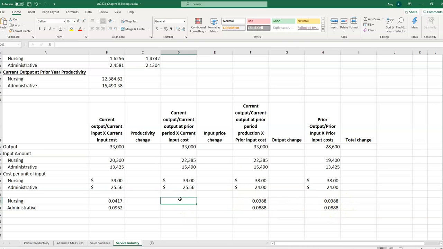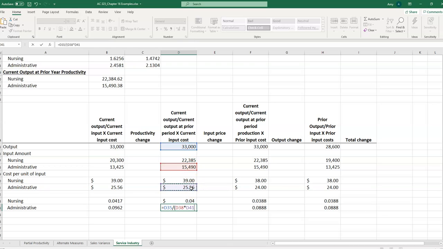Now we look at the current output of patient hours versus the prior period, what we would have been at the prior period's productivity, and our current period's prices. So 33,000 divided by 22,385 times $39 per hour. And 33,000 divided by 15,490 times 25.56 per hour.